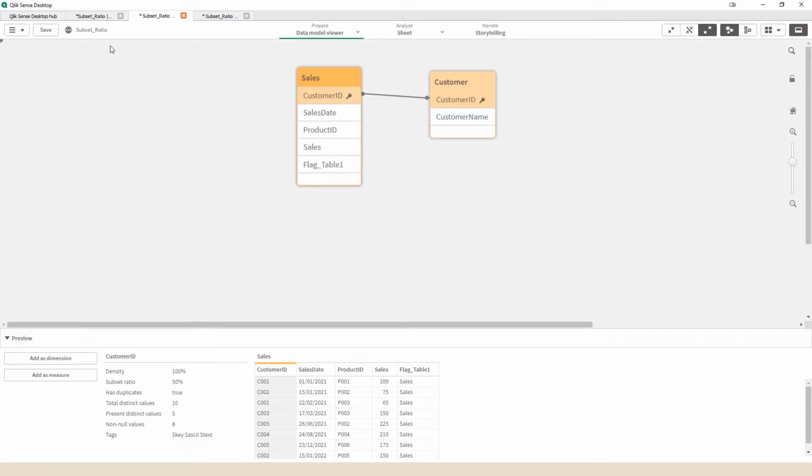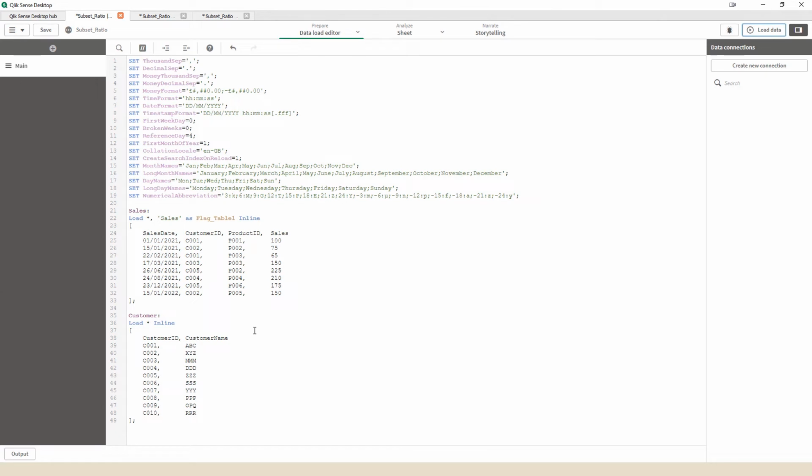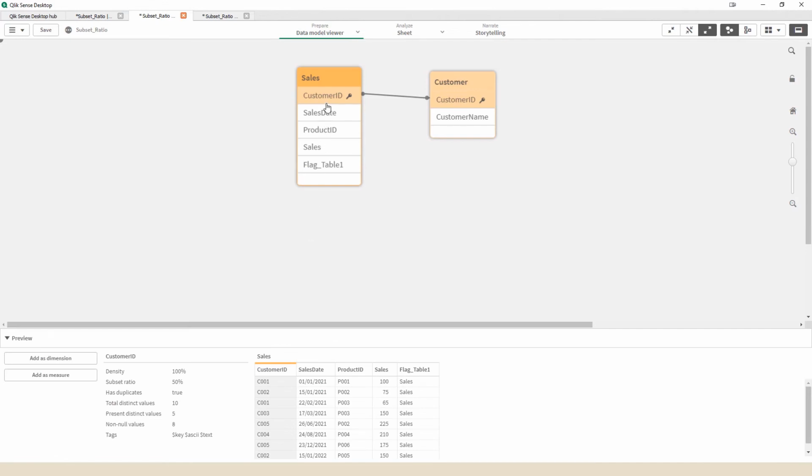How does this work? How many customers are there in the sales table? We have customer 001, 002, 003, 004 and 005. So we have 5 customers present compared to how many distinct customers in the entire data model? It is 10. So 5 divided by 10 means we have a 50% subset ratio for customer ID in the sales table. But in the customer table, we have all 10 customers present, so it is 100% here.